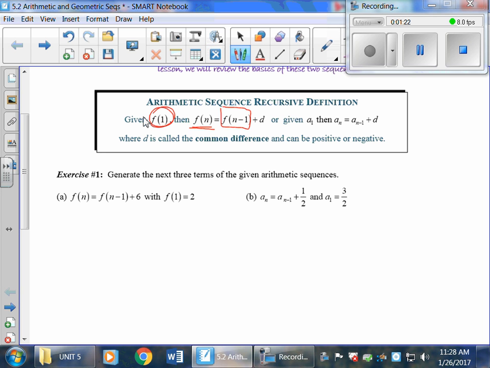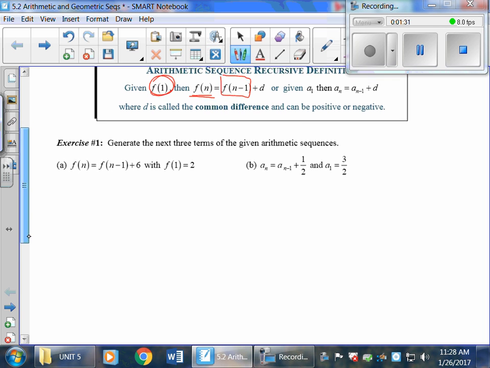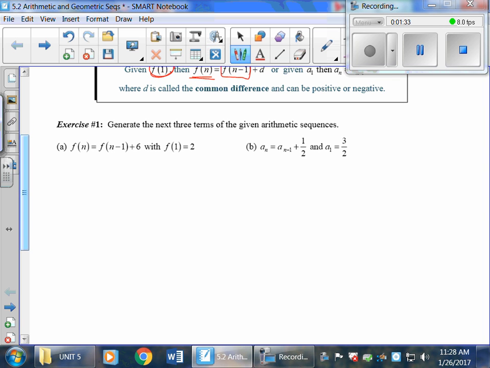So in exercise 1, generate the next three terms of the given arithmetic sequences. So f of n equals f of n minus 1 plus 6. So it's really important to make sure that we're making sense of this. So this right here, this is the term we're looking for. And this right here is the previous term. So don't get confused about that n minus 1. All right? So in this case, we know that f of 1 is equal to 2. They have to give us that, which they did right here.